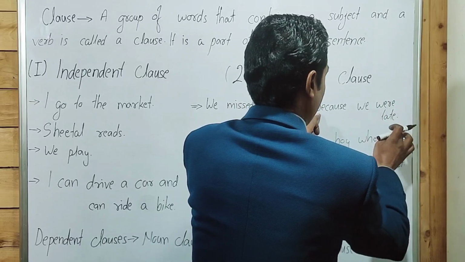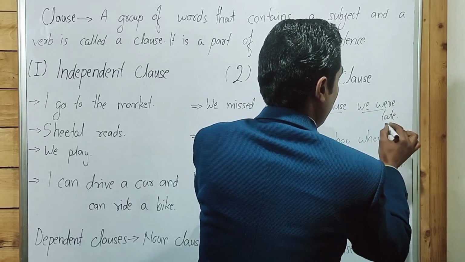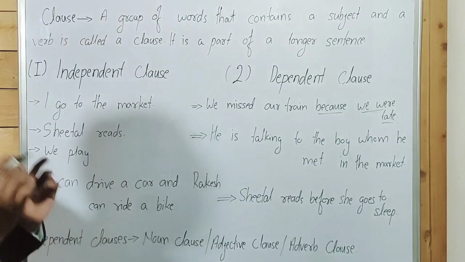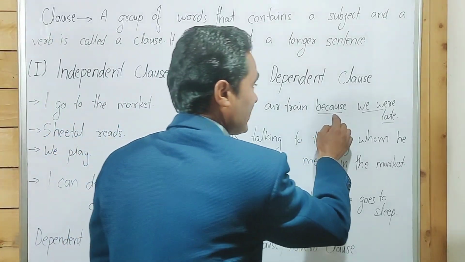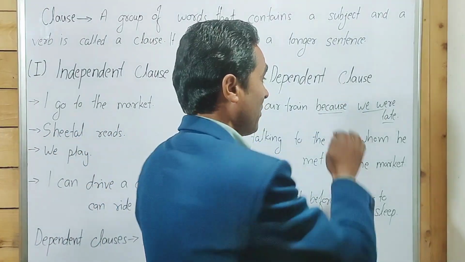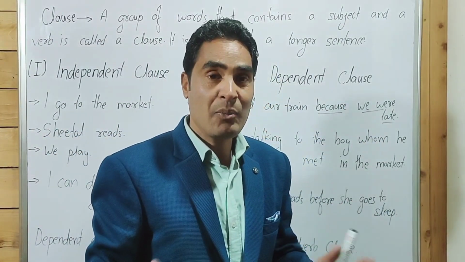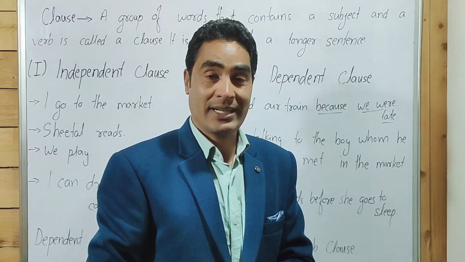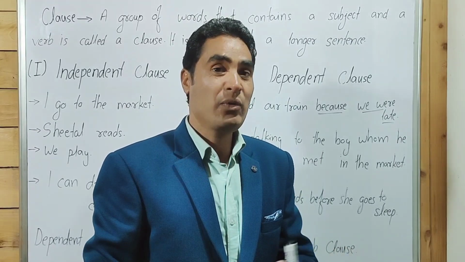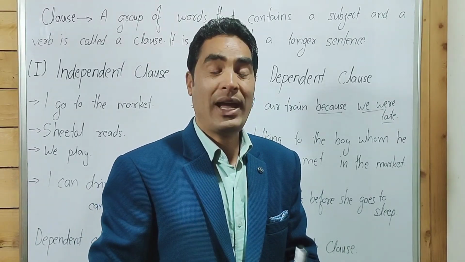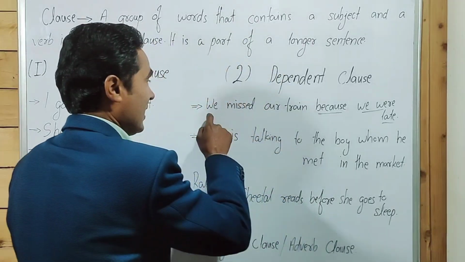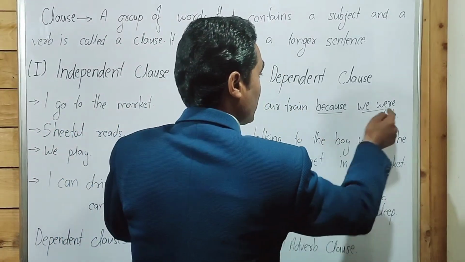Because we were late. This is a dependent clause. Because is a subordinate conjunction. Because we were late. Incomplete sentence. Why were we late? We have to tell. We have to give a reason. We missed our train because we were late.